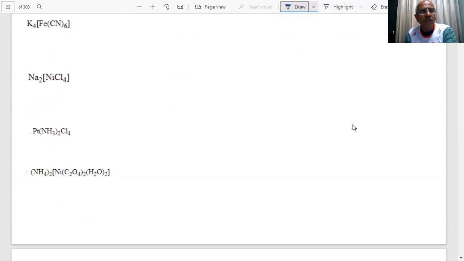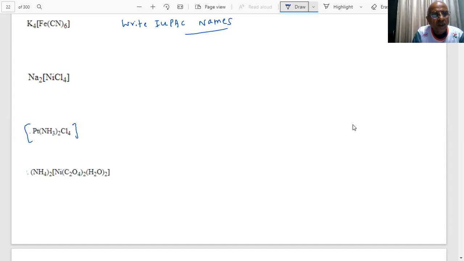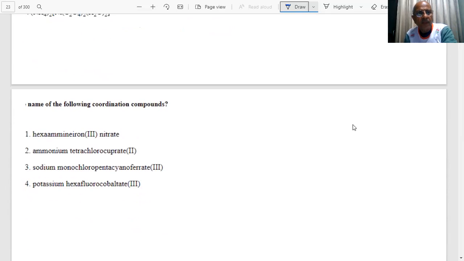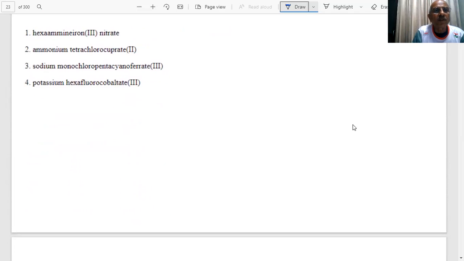These are also some of the questions which we are giving. Write the IUPAC names of these compounds, students. Important questions have been given here. This will be bracket closed. So these are some of the questions which you can do as homework, students. Now here you have to write the formula of the compounds, students. Homework.